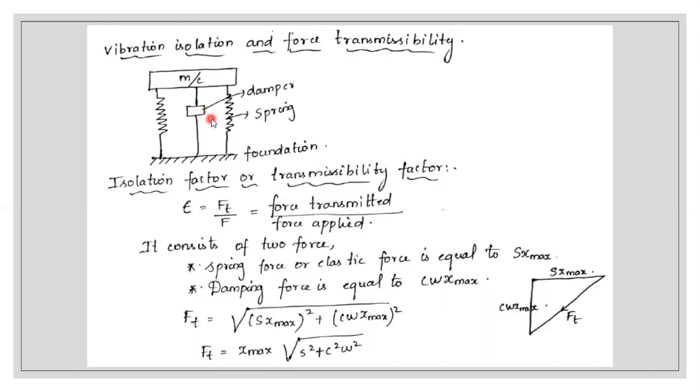So here we will be seeing two concepts, that is transmissibility ratio and vibration isolation. Transmissibility factor or isolation factor is nothing but the ratio of how much force is transmitted to the force applied. The force transmitted is due to the vibration, and the force is transmitted to the foundation, and the force applied is the force acting on the machine, and it will be denoted that way.